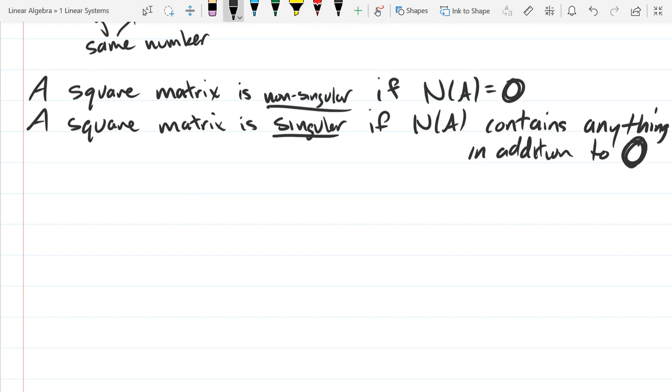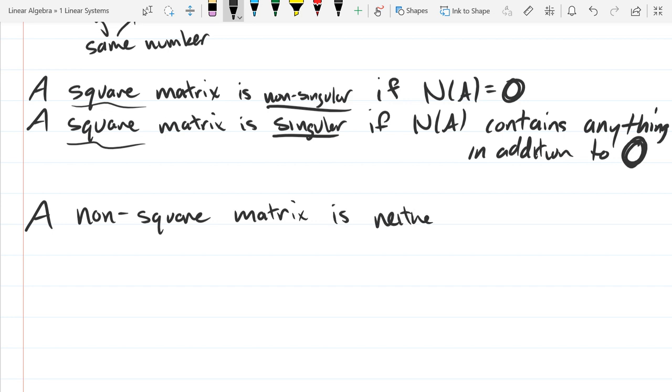The square matrix that's in here is pretty important. If a matrix is not square, you can't say that it's singular or not singular. So it's not applicable to talk about it being singular. A non-square matrix, maybe oblong or something, is neither singular nor non-singular.